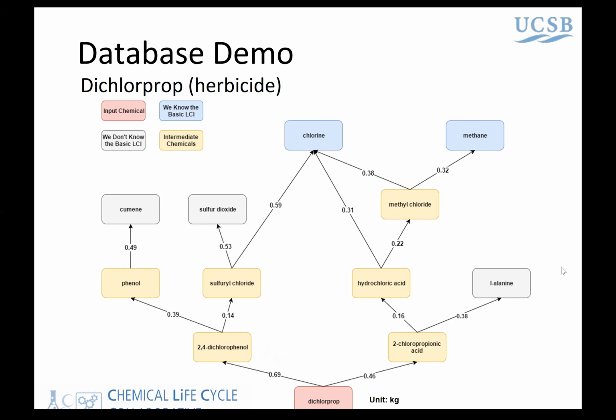So in this graph, I'm only showing the raw material, which is a reactant, but in a real case, we also have emissions which come from co-products and byproducts. Again, in this graph, it's only about the raw materials, the upstream input. So we look up those two inputs in our database, and we find out, okay, 2-chloropropionic acid is made by 0.16 hydronic acid and 0.38 L-alanine.